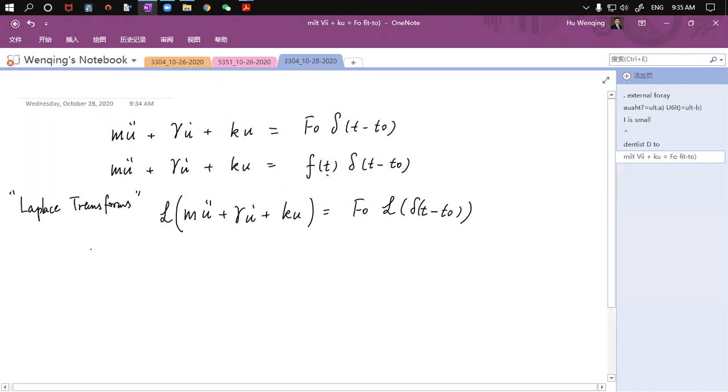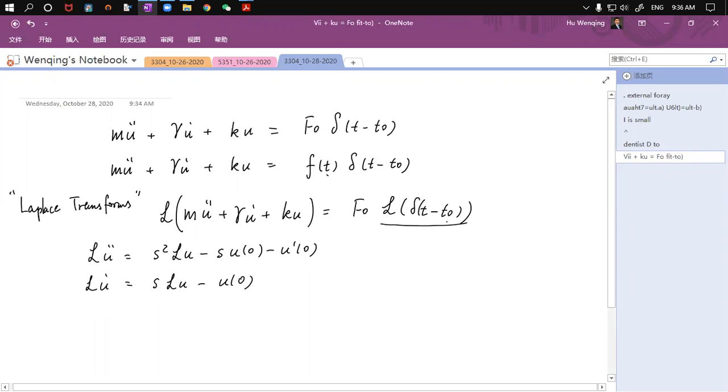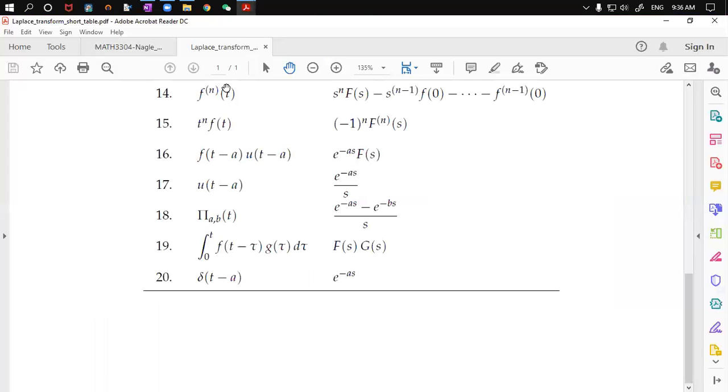The Laplace transform of u double dot is equal to s squared times the Laplace transform of u, minus s u of 0, minus u prime of 0. And the Laplace transform of u dot is s times the Laplace transform of u minus u of 0. So you know everything about these Laplace transforms. The only thing you don't know is the Laplace transform of delta of t minus t0. This is covered in line 20, where t0 is just replaced by a. It tells you that the Laplace transform of delta of t minus a is equal to e to the power minus a s. Is that good, family? Okay, that's what we wanted to cover.